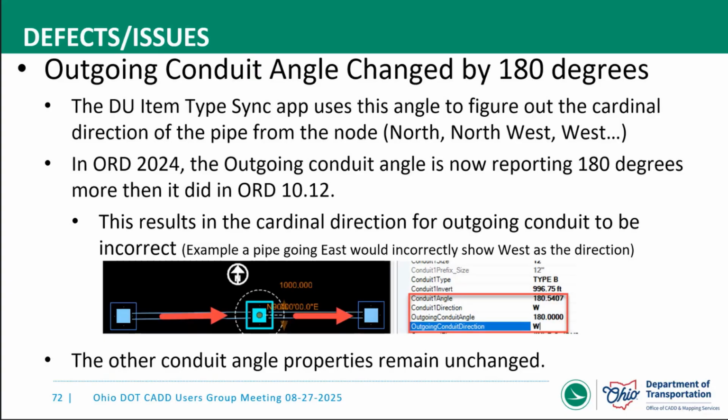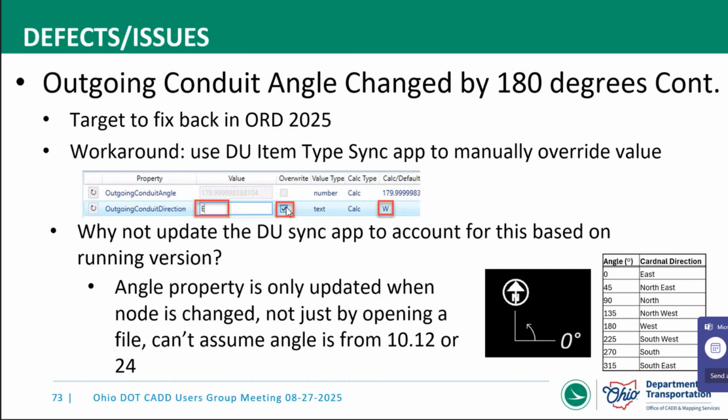So this is just for the outgoing property. All the other ones, they did not change the way they show that angle. So I did get an answer from Bentley, though. They did say that it's not supposed to do that, and they are going to revert it back. So in the next release, this 180 should be 0 degrees if it's going east. The target to fix is in 25.